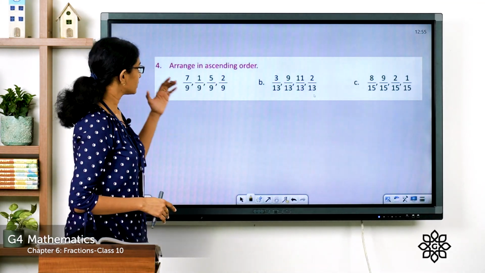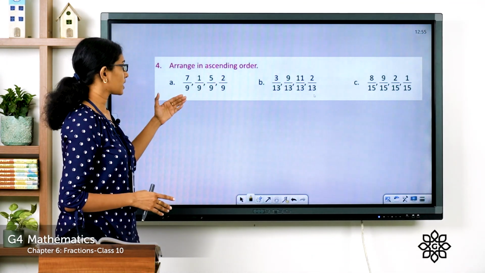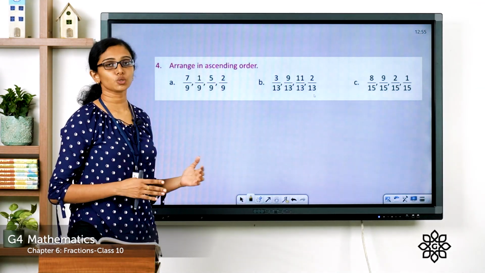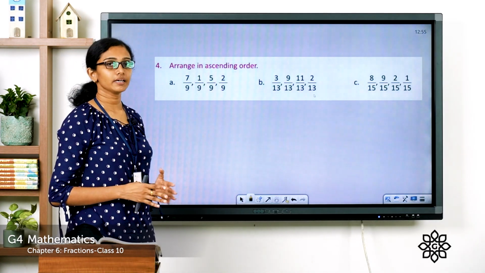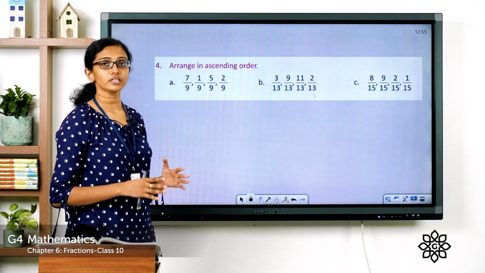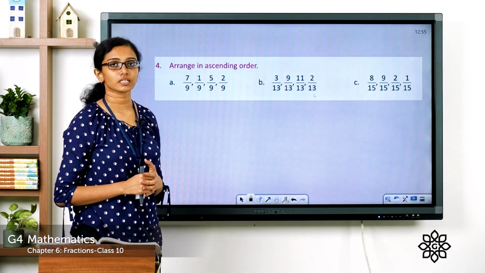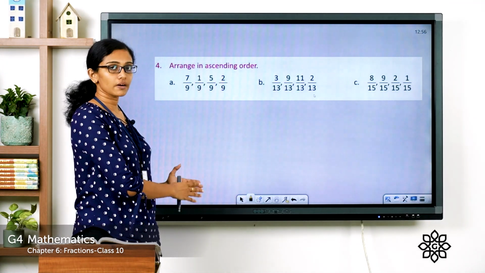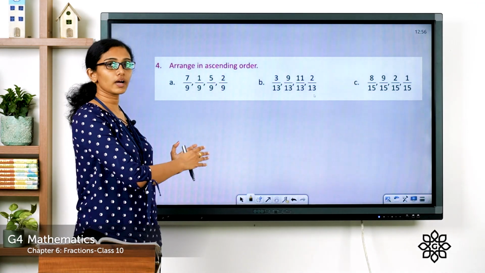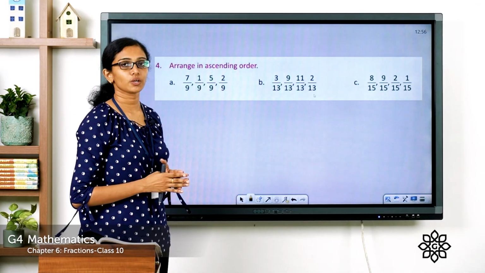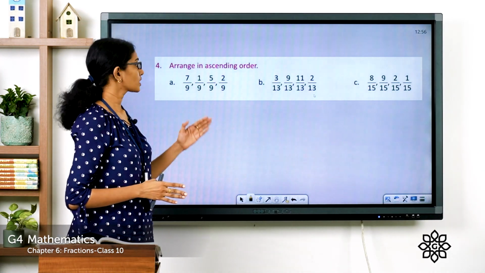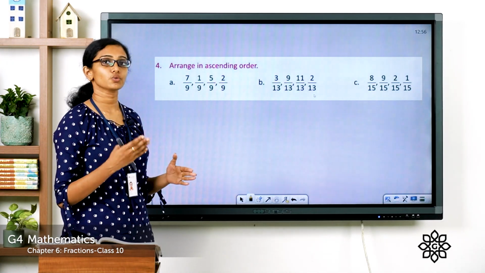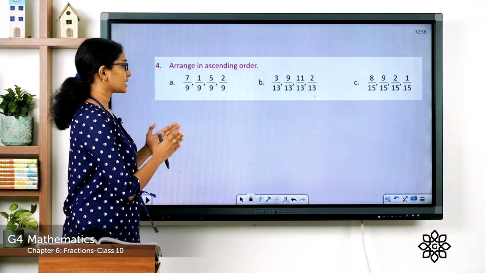Question A, 7 by 9, 1 by 9, 5 by 9 and 2 by 9. We have got like fractions here. So to compare them and arrange them in ascending order, just compare the numerators. In ascending order, you start from the smallest value and then move on to the highest value. Which fraction has the smallest numerator? It is 1 by 9, so it should be written first in the ascending order.